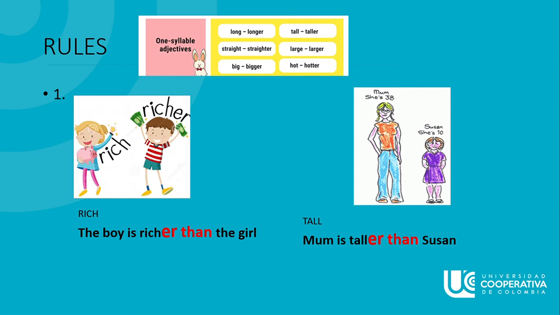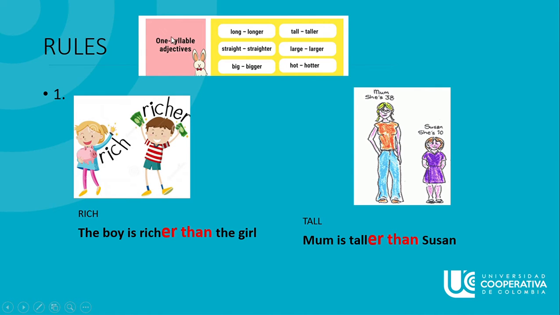Now, to make comparisons, we are going with the first rule. The first rule is when we are using adjectives with one syllable. Some examples that we can see here in this slide are the following ones: the adjective long, the adjective straight, the adjective big, the adjective tall, large, and hot.